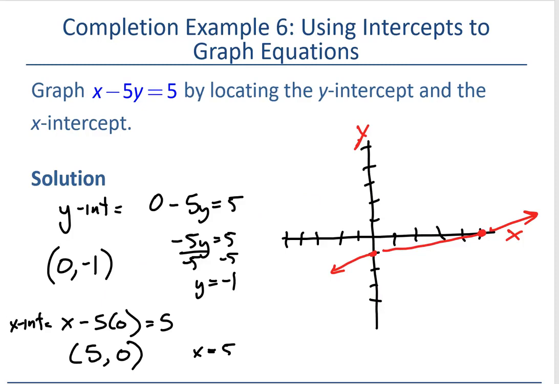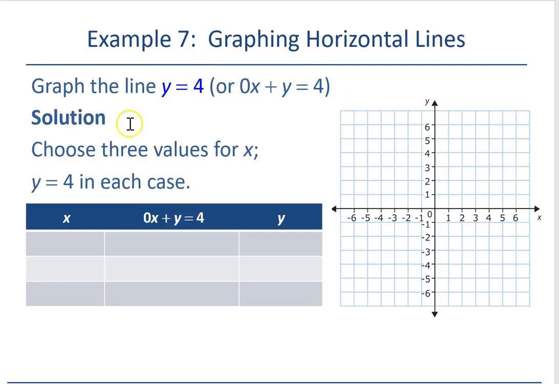Okay, and then let's do one more here. I want to see if you can do this. Graph the line y equals 4, or 0x plus y equals 4. Choose 3 values for x. I want you to notice something. Notice there's not an x. So no matter what I put in here, let's say I make x equal 1. Let's make x equal 1.